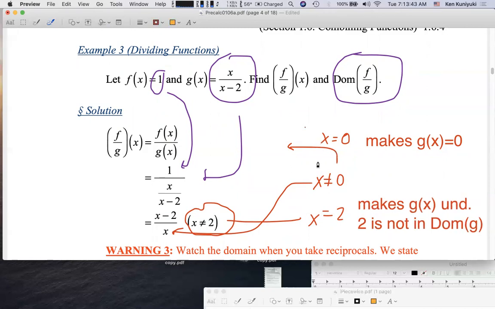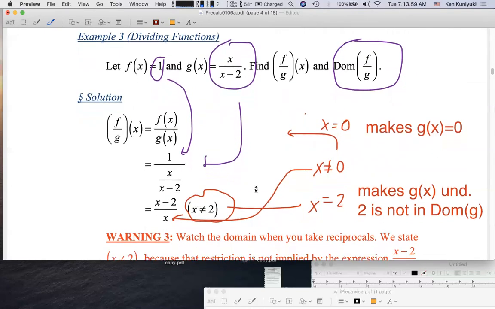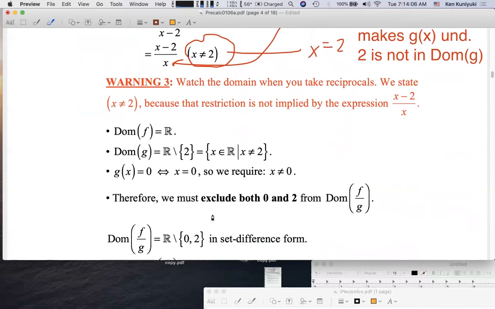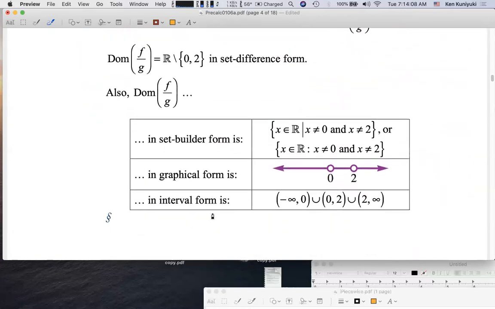Bottom line, you have a problem if you're dividing by 0. Up here, 2 is not in the domain of g because x equals 2 makes you try to divide by 0. But we cannot have the fraction itself be 0. x cannot be 0 either because we're trying to divide by g of x. So both 0 and 2 are illegal. This is a hidden restriction. We have to write this down. The domain of f over g in set difference form, and also in set builder form, graphical form, and interval form. We skip 0 and 2.